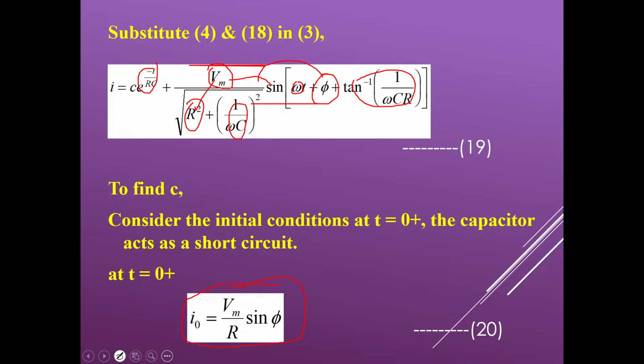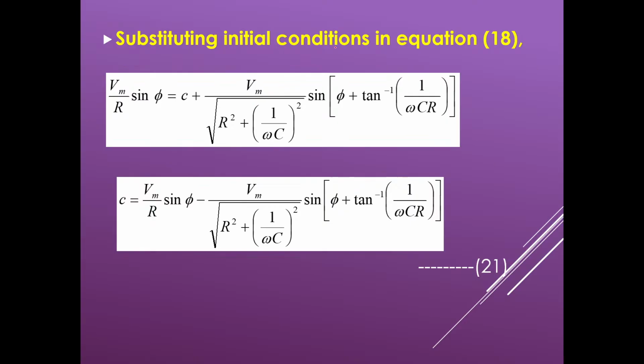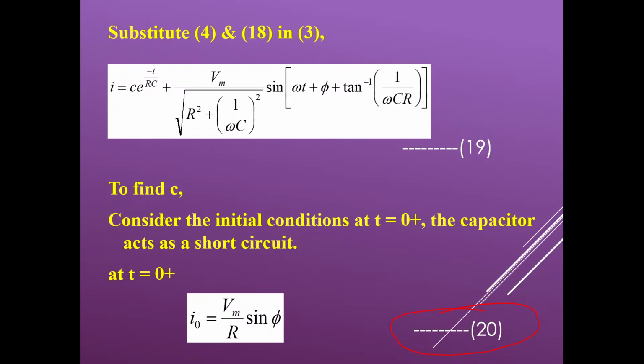As soon as the switch is closed, the current in the circuit is I naught equal to Vm by R sin phi. Consider it as equation number 20. Now substitute the initial conditions in equation 18. So Vm by R sin phi is equal to C plus Vm by root of R square plus (1 by omega C) square, sin(phi plus tan inverse). Here what I have done is I have substituted the I naught value.